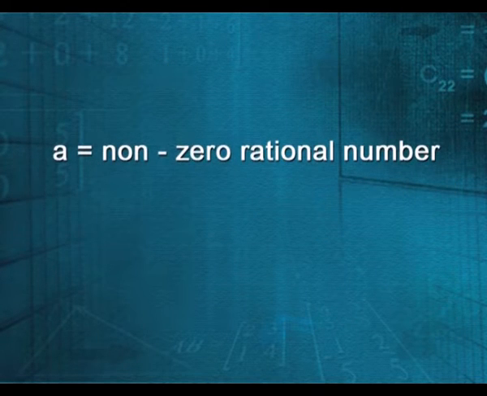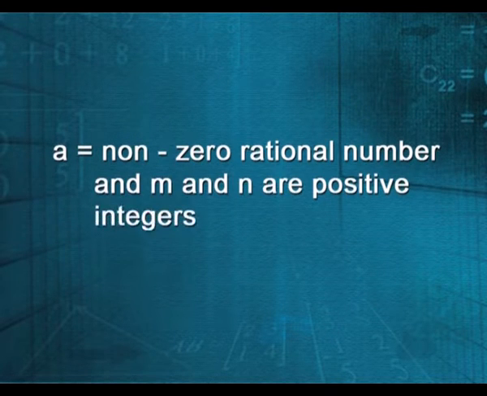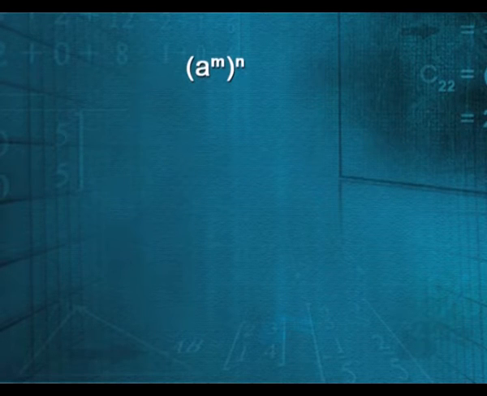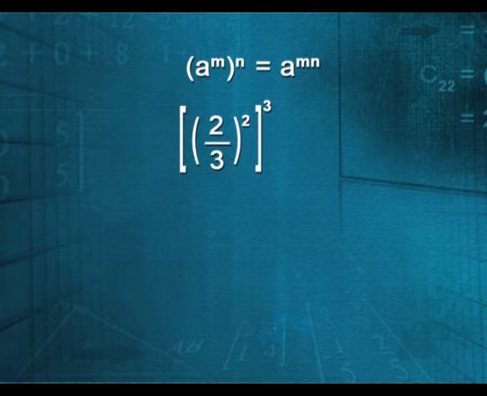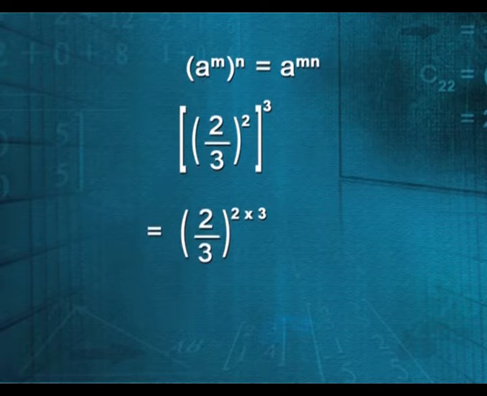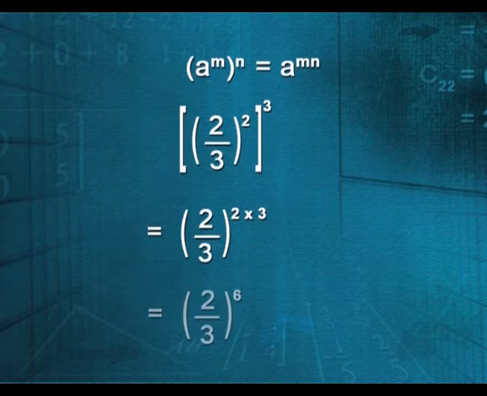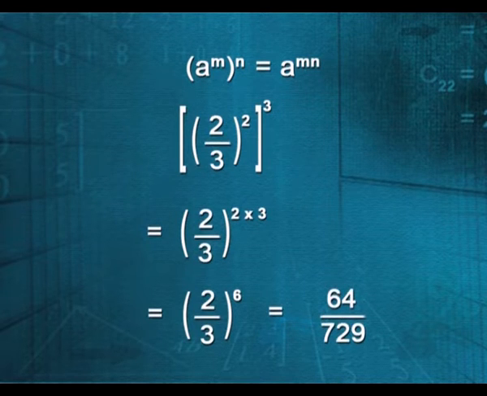So, we can observe that if a is a non-zero rational number and m and n are positive integers, then (a raised to power m) whole to the power n is equal to a raised to power m n. Now, using this formula, let us evaluate one example, (2/3) squared whole to the power 3. It means (2/3) squared is multiplied how many times? 3 times. Therefore, it is 2/3 into 2/3 into 2/3, 3 times, which gives you 64 upon 729.